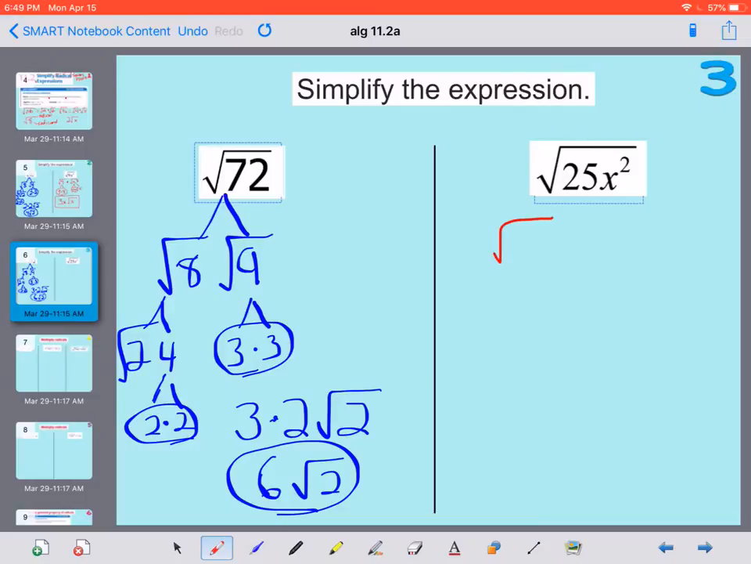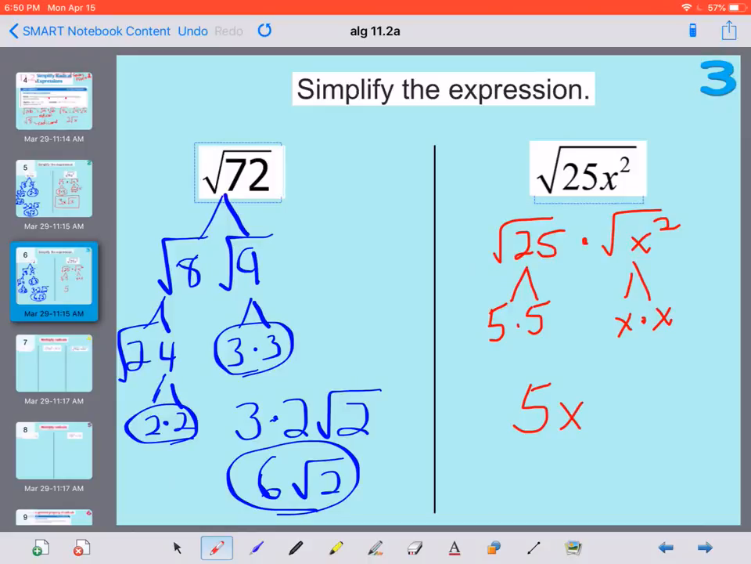Here we have the square root of 25 times the square root of x squared. 25 can get split into 5 and 5. X squared, well, we have the square root of a square, so those are opposites. That's going to get split into x times x. So really all we have here is 5, which is the square root of 25, and x, which is the square root of x squared. So really we just have 5x.